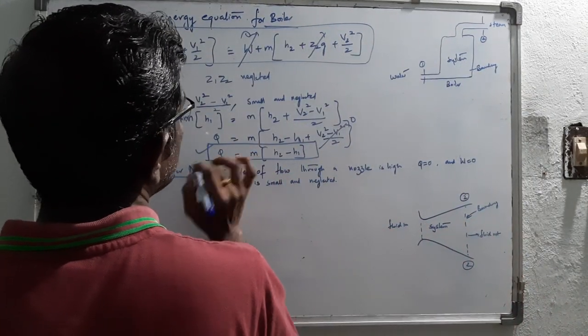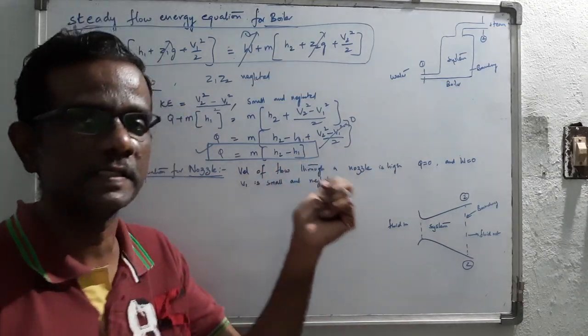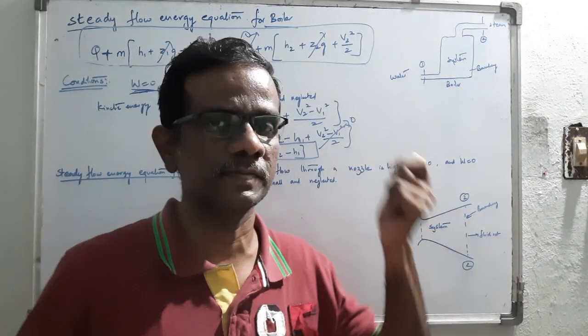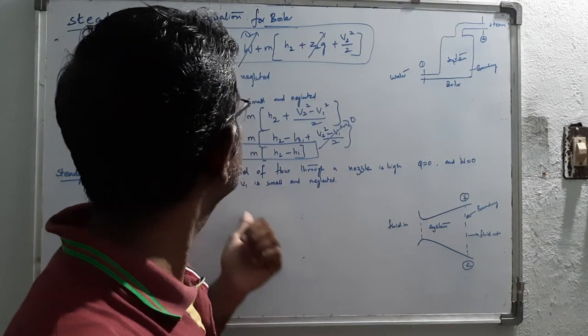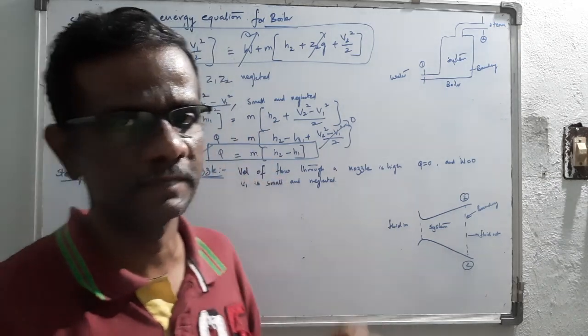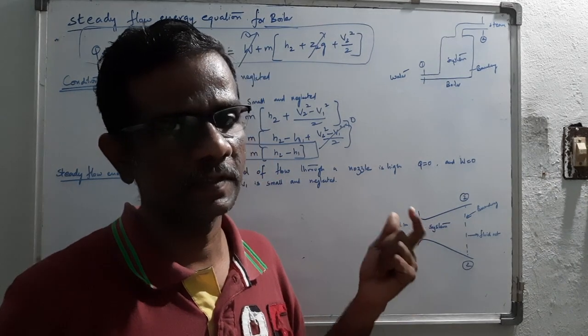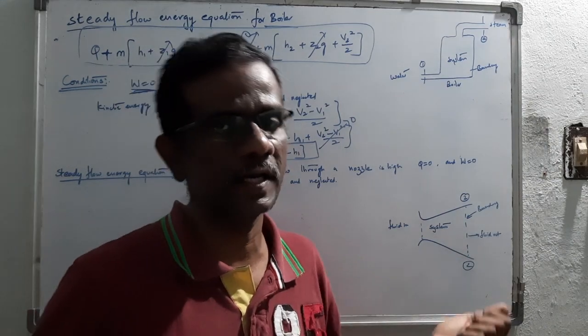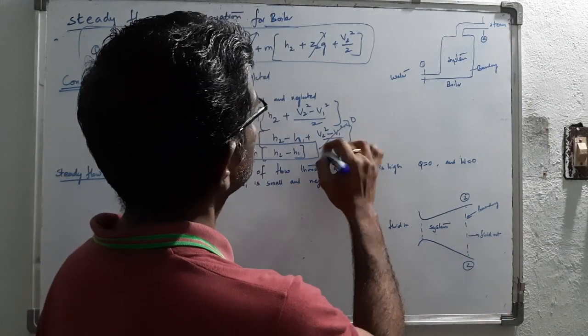If at all any question comes, the final enthalpy and initial enthalpy, mass is given to you. What is the heat output of the boiler for the steady flow? For the steady flow process in a boiler, you are supposed to apply this equation.